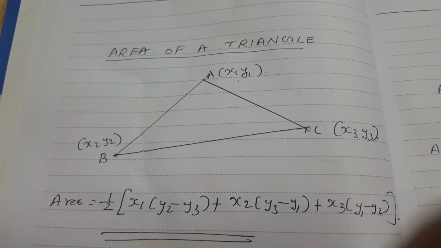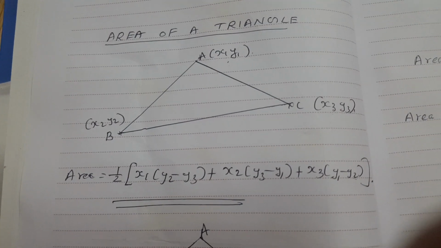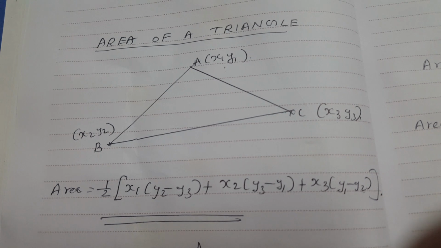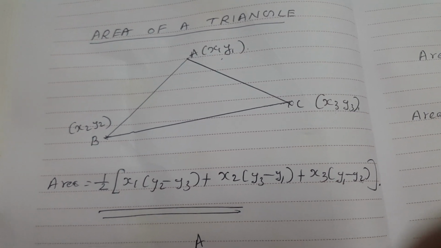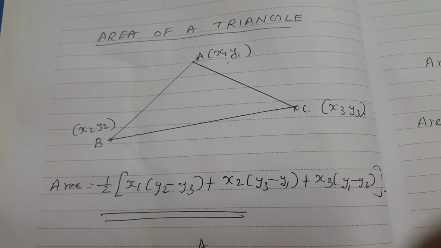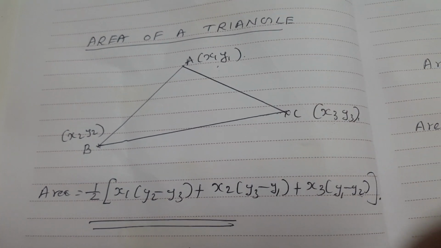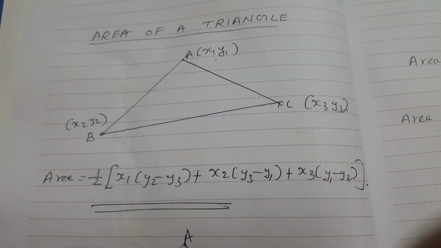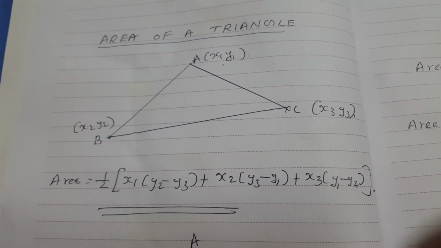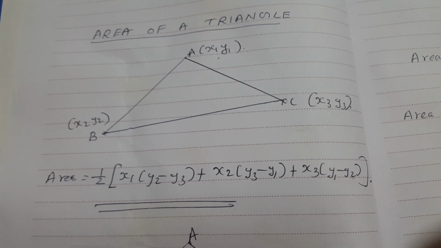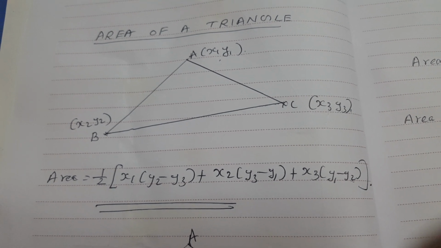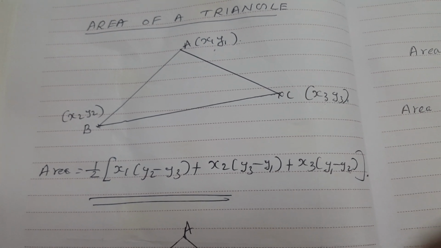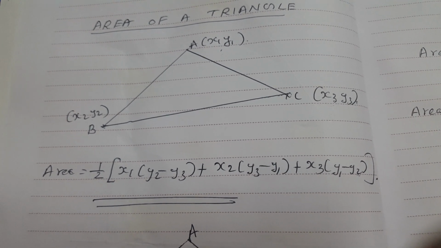Good morning. Today's topic: area of a triangle. In lower classes, we have already studied two formulae to find the area of a triangle. The first one that we studied was area of a triangle equals half base into altitude. This formula is applicable if we know the length of the base and the corresponding altitude.